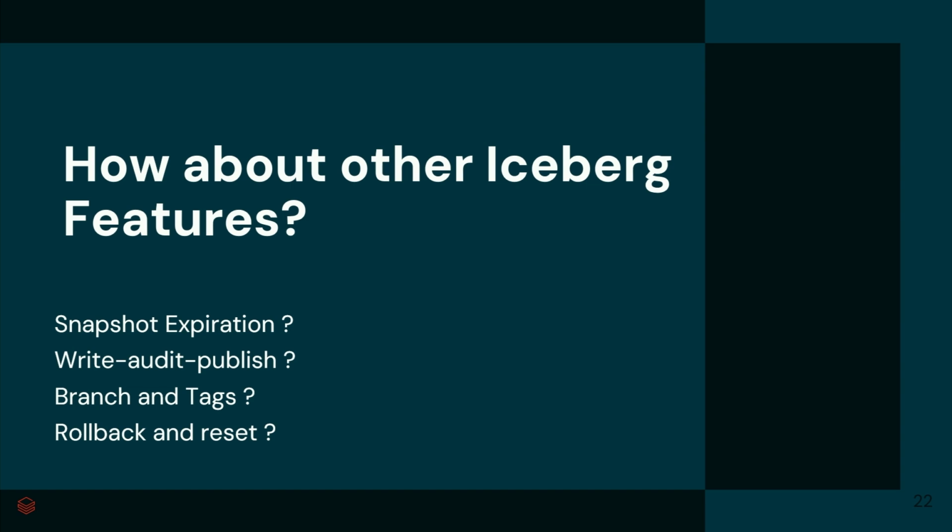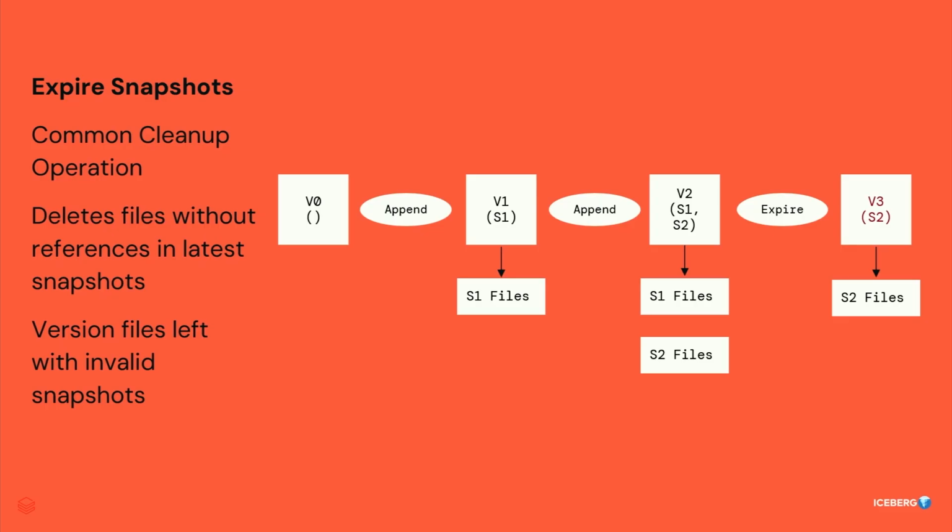One might be curious how that works with other Iceberg features. Iceberg has a lot of concepts around branches, like you can write to a branch, similar to version control software. And how do we handle snapshot expiration? So let's dive into the snapshots.